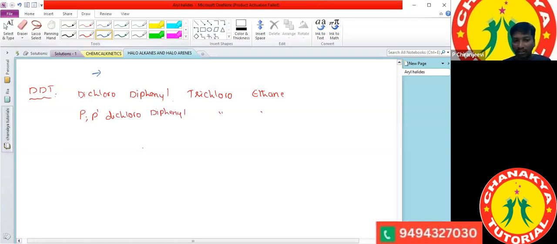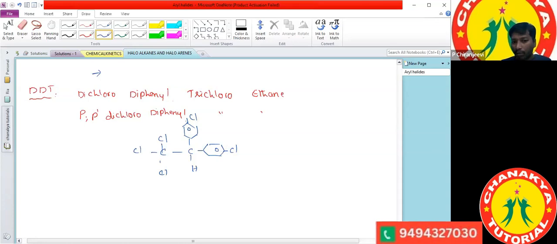First of all, I will write the structure here. Based on the structure, sometimes they ask questions in the examination. First CCl3, with Cl here, here also Cl, and one more carbon. This carbon is attached to the dichloro diphenyl. Here also one Cl is there, and on the phenyl group the fourth position has the Cl group. Finally, H.